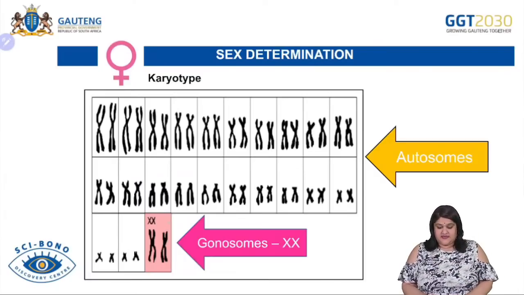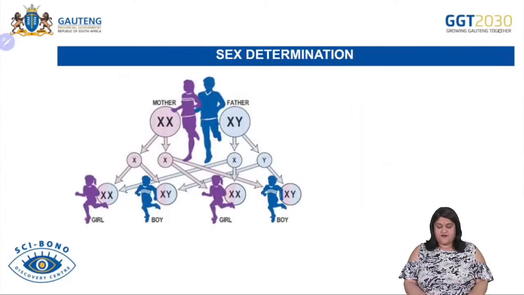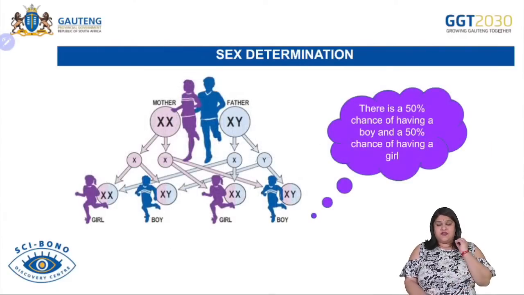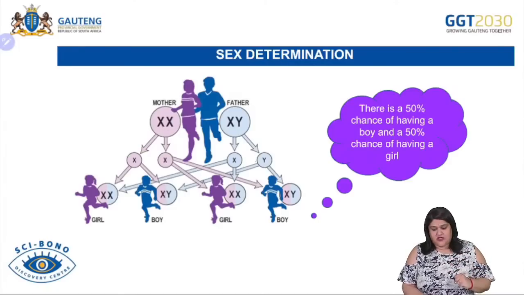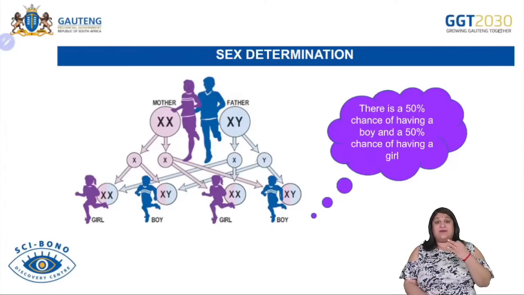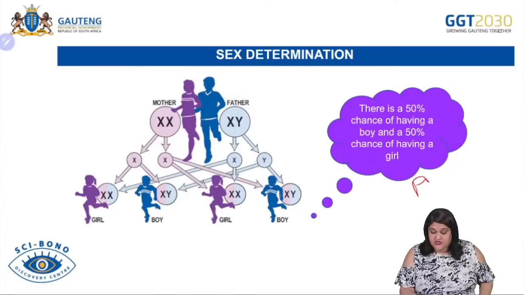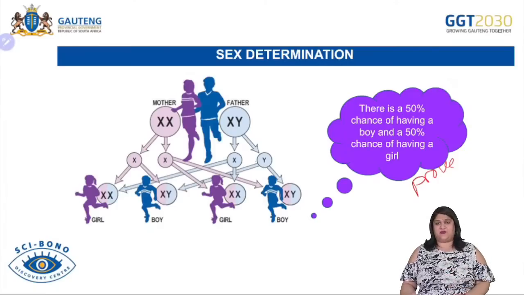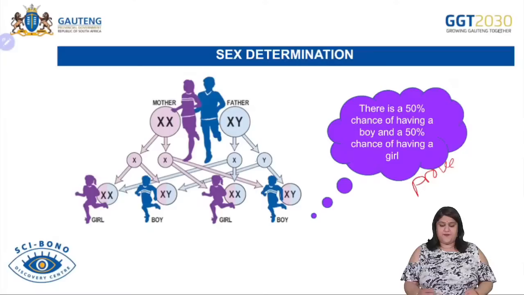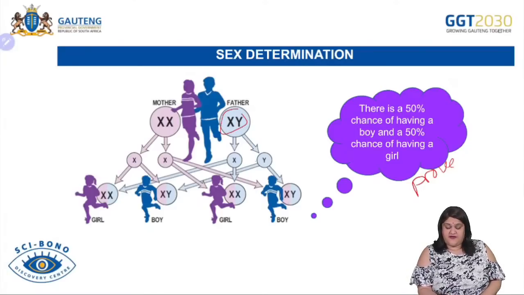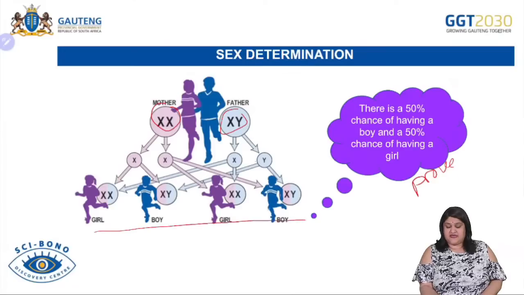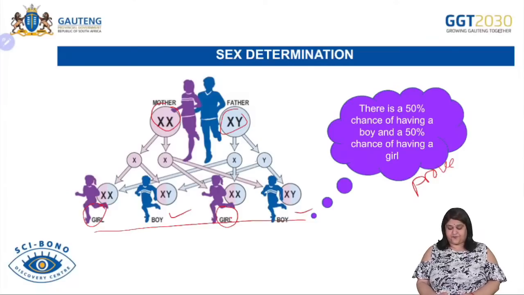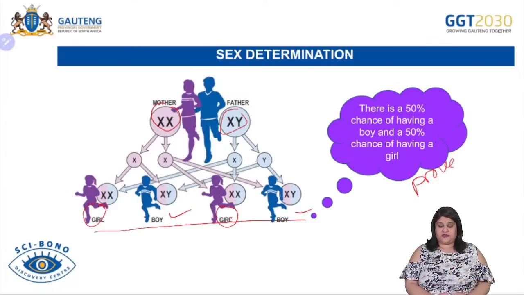Okay, so that is sex determination. And also further, the important thing about sex determination is that you need to know there is a 50% chance of having a boy and a 50% chance of having a girl. Okay, and you can be asked to prove that. When you're asked to prove it, you use a genetic cross or a Punnett square. You have a male with XY and a female with XX, and when you cross that, you will see it's 50% girls and 50% boys chance of having boys or girls.